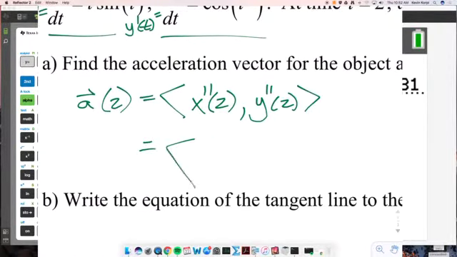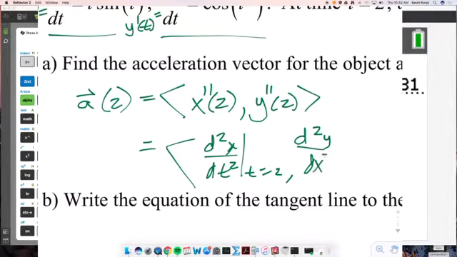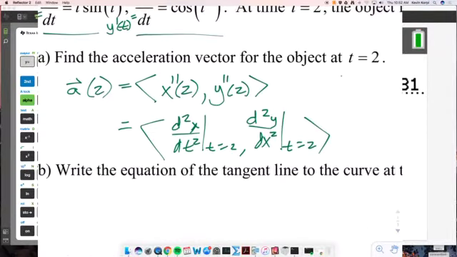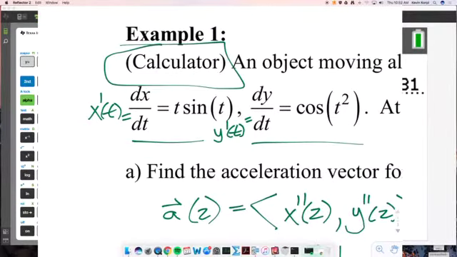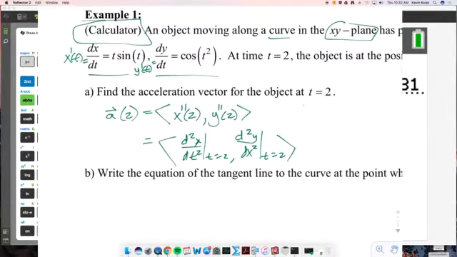Or, if you want to keep it in Leibniz notation, you would say d squared x over dt squared, evaluated at t equals 2, comma, d squared y over dt squared, evaluated at t equals 2. Bless you. Yeah, that's another way to do it, but that's a lot more writing. So it doesn't hurt to call dx/dt x prime of t, but if you forgot to do that, that would be fine. They are understood to be the same. So here's what I'm going to do now.